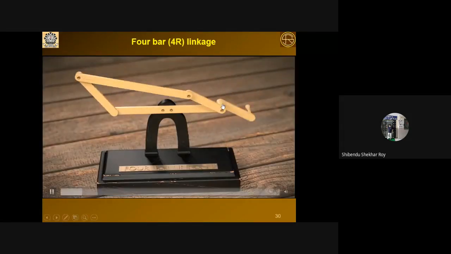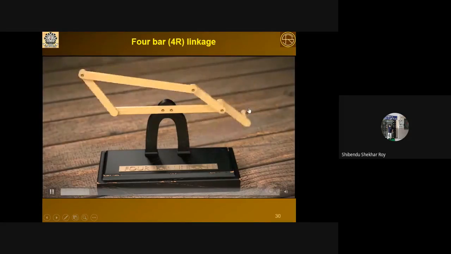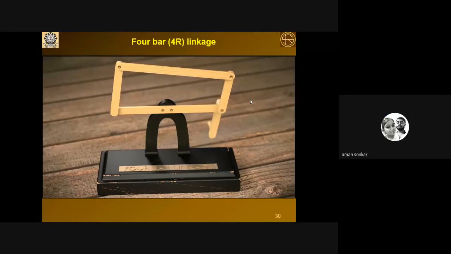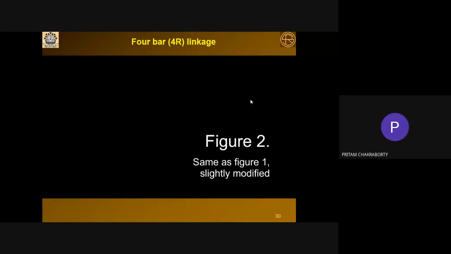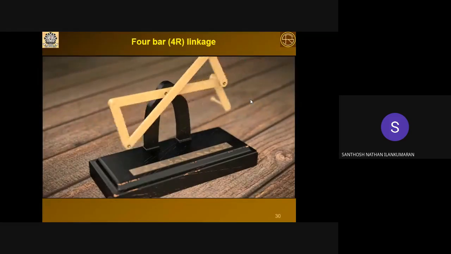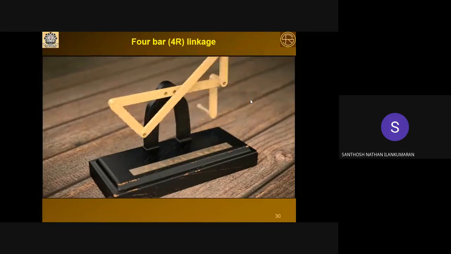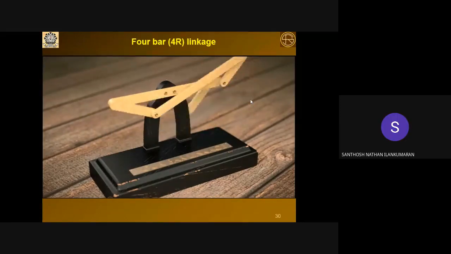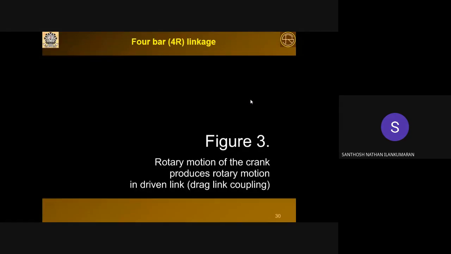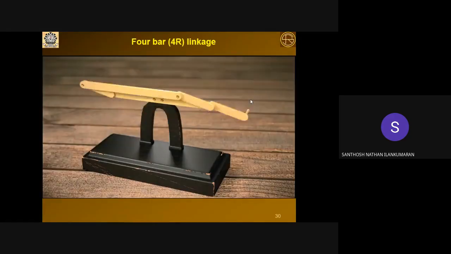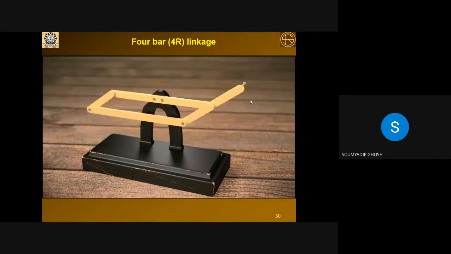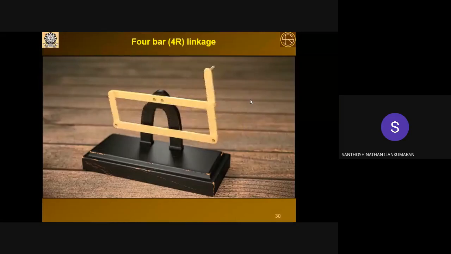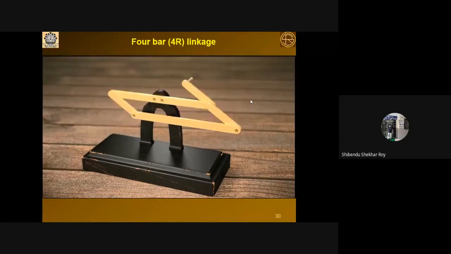Now you see here, this is the input end. This handle, you consider as a motor. Now tell me, is it Grashof? Crank rocker. This one is also crank rocker. This one? Double crank. It also belongs to class 3.